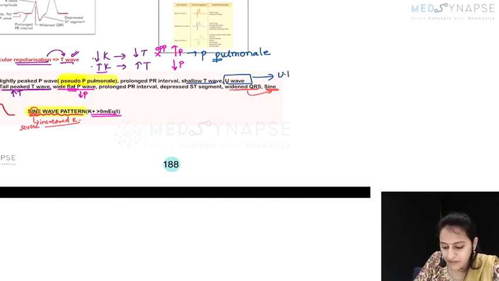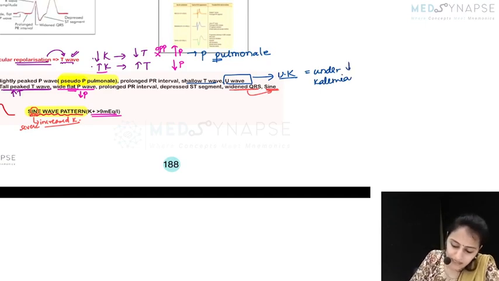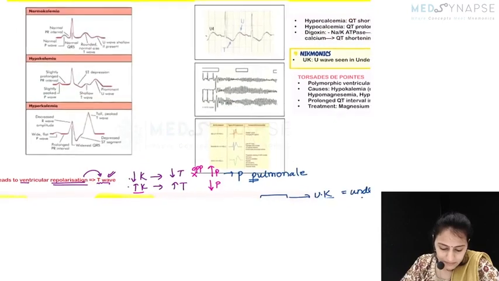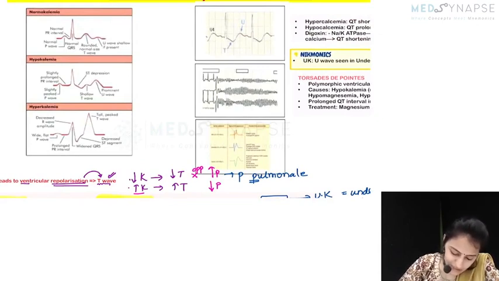U wave. Remember, U is UK, that is underkalemia. U wave is seen in UK, that is underkalemia, that is hypokalemia. It has been asked in one of the recent NEET PG exams also. Right, so if this is the ECG here, after the QRS, remember that you have the shallow T wave and you have a prominent U wave in hypokalemia.